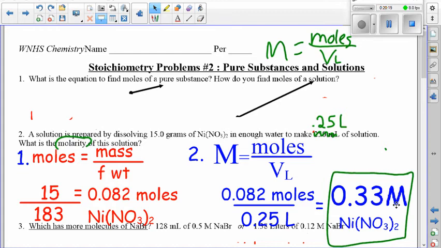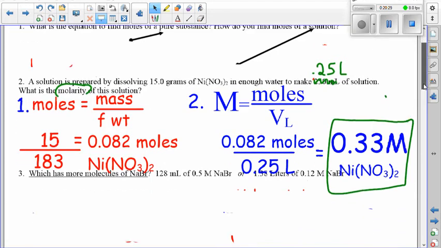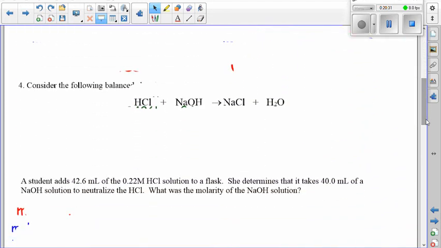We're going to do one more problem together to help you be prepared for the lab on Monday and the lab on Tuesday, where we are doing titrations. So we're going to scroll down to question 4. That's just like the lab on Monday and Tuesday.